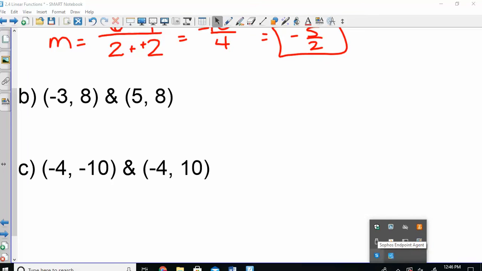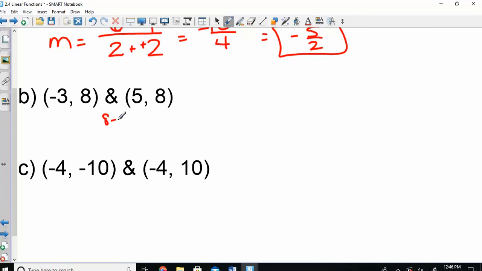So for B, y sub 2 is 8 minus y sub 1 is 8. X sub 2 is 5 minus x sub 1 is -3. So we get 0 over 8, which is 0. So what kind of line is this? Horizontal. Good. What would be the equation of this line?